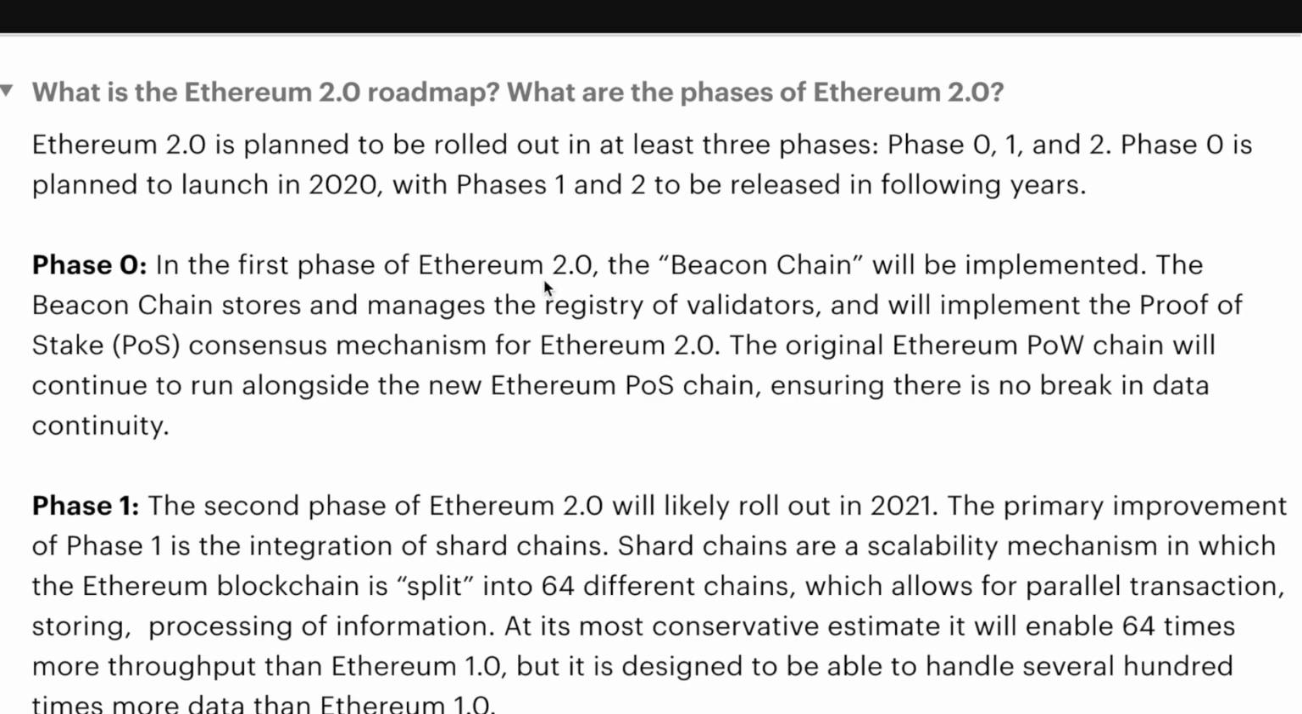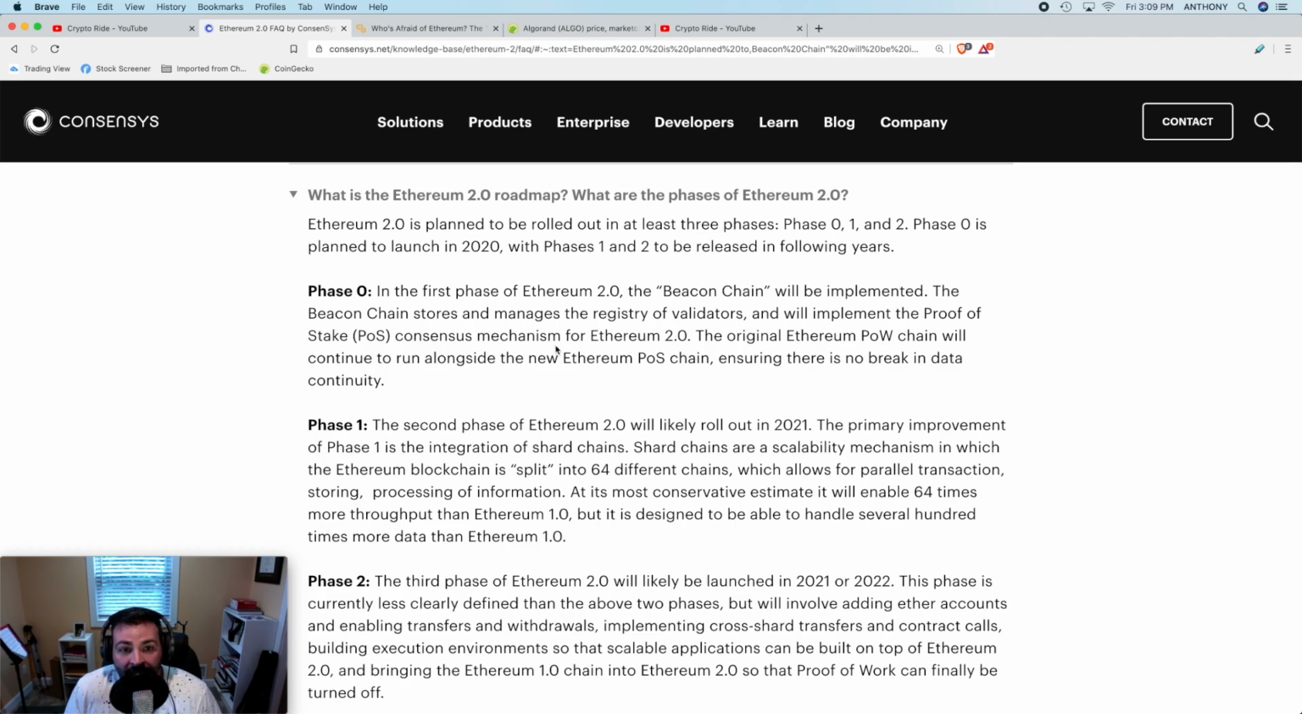So in the first phase of Ethereum 2.0, the beacon chain will be implemented. The beacon chain stores and manages the registry of validators and will implement the proof-of-stake consensus mechanism for Ethereum 2.0. So again, one of the main goals of Ethereum 2.0 is switching from a proof-of-work consensus mechanism to a proof-of-stake. So that's what's going to be happening in Phase 0.